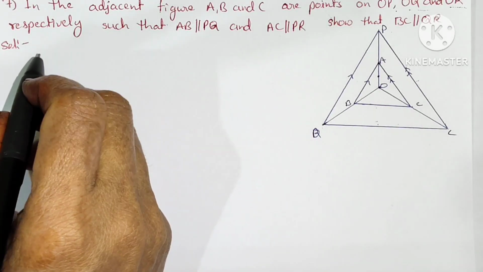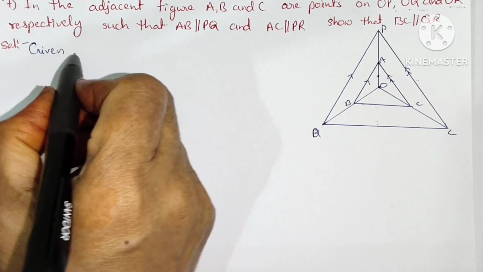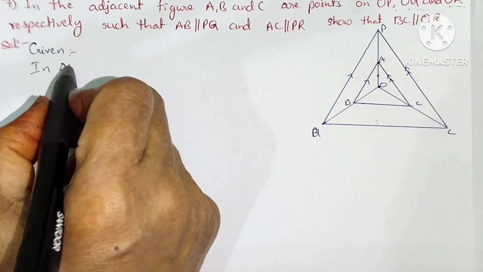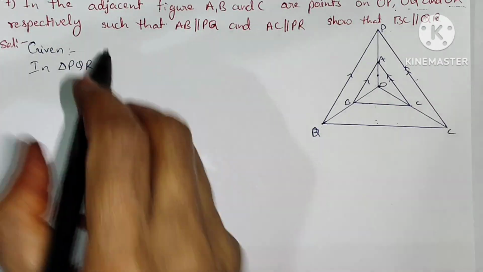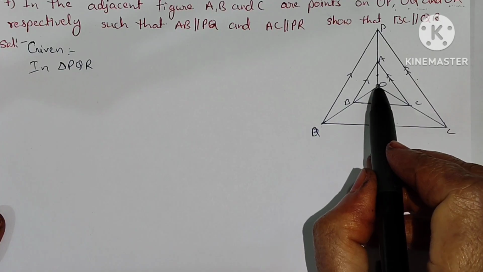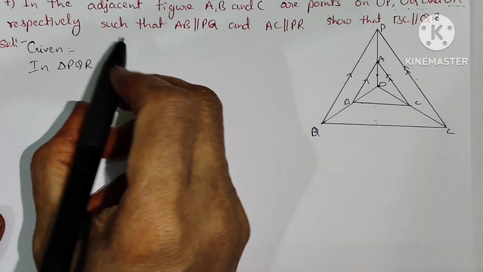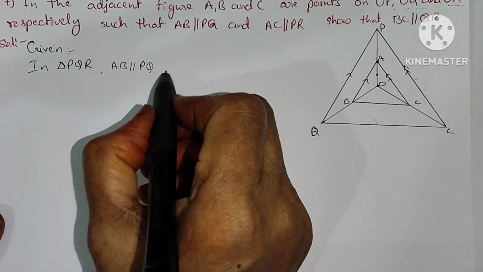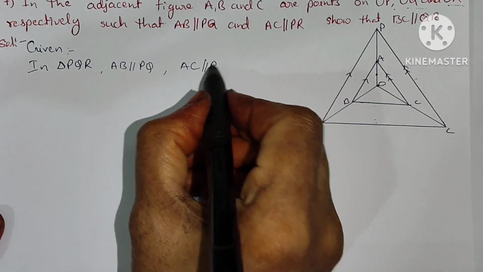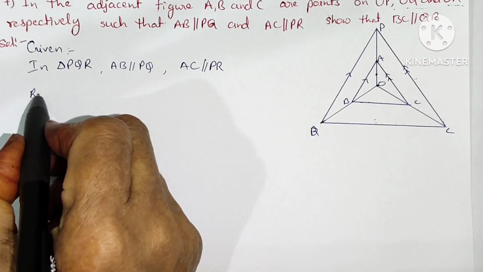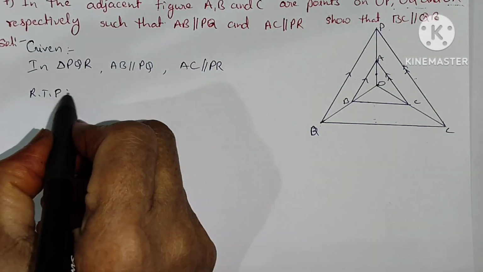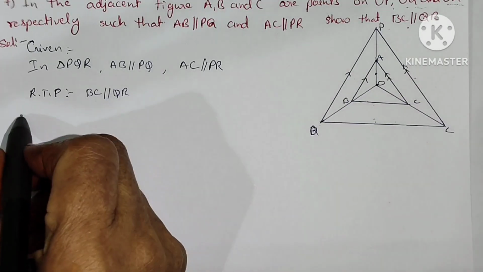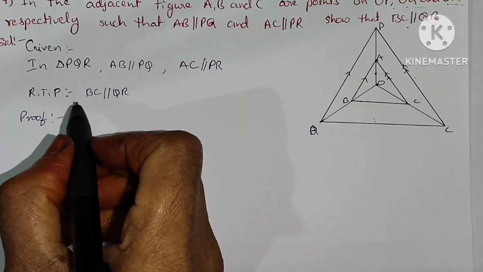Now first we write the given data in triangle PQR. Here AB is parallel to PQ and AC is parallel to PR. Now we are required to prove that BC is parallel to QR. Next we write the proof.